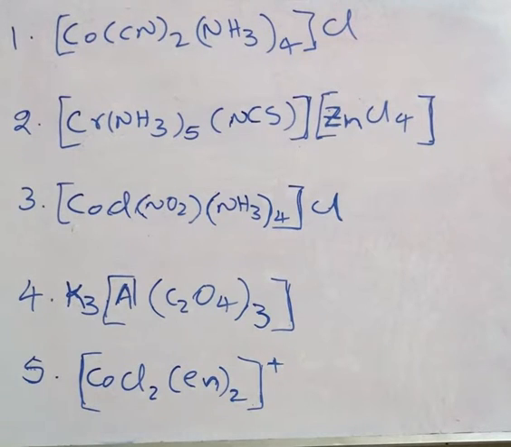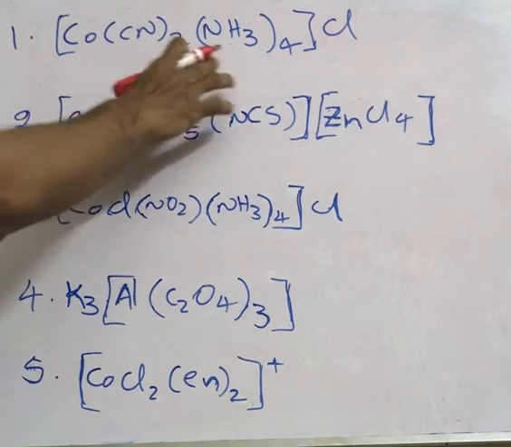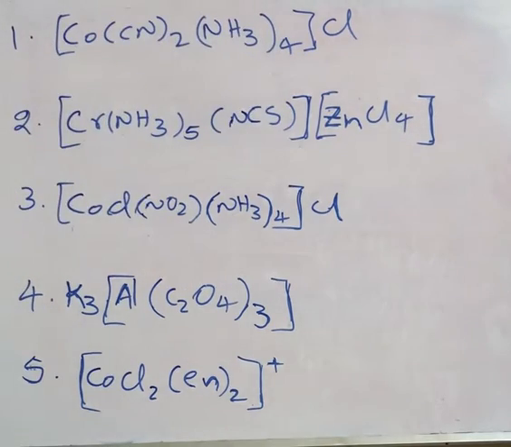The first one, if you take this particular compound, it is a cobalt based coordination compound. Cyanide groups are 2, amine groups are 4, and chloride is the counterion. As we have seen in the previous video, first we need to find out the oxidation state. In any nomenclature, first you represent the cation, then the anion. In the cation, if it is a coordination part, first the ligands followed by the metal. The ligands need to be arranged in alphabetical order.